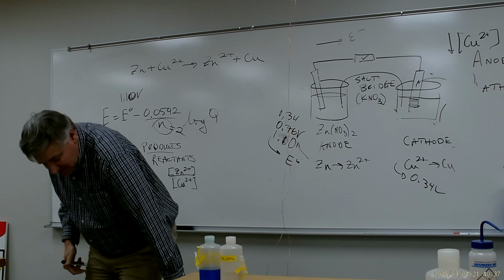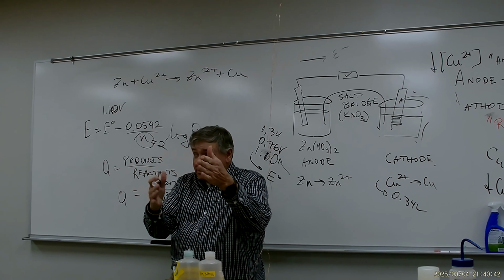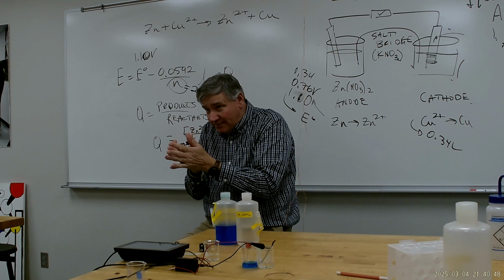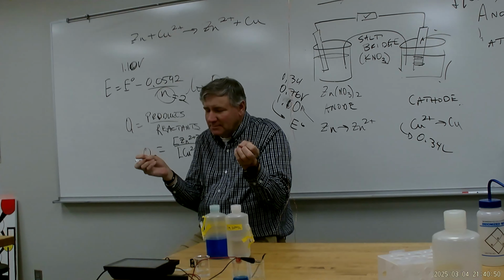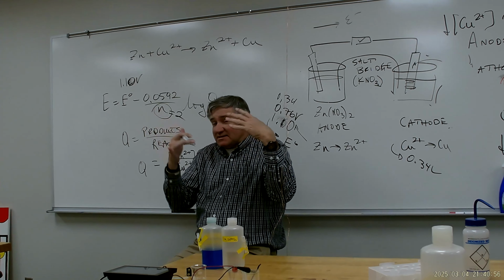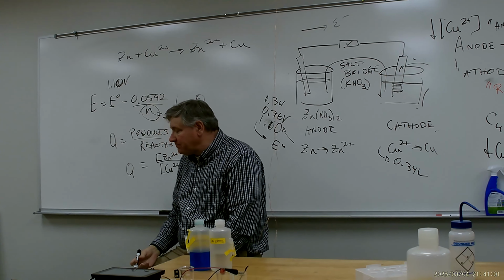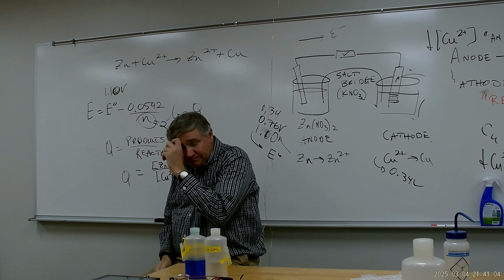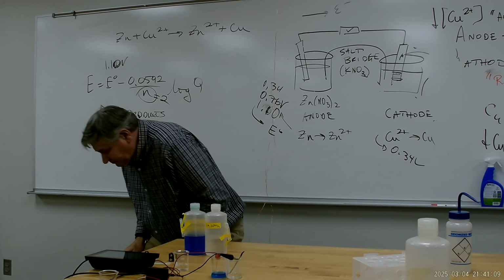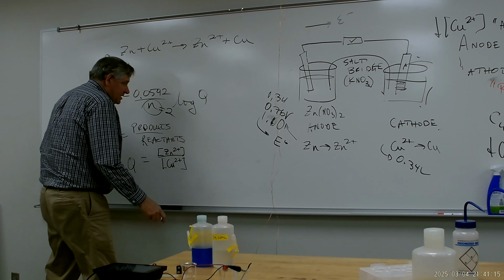Now, this is where we revisit this concept of Q versus K, like Ksp and Qsp. Anytime you see an uppercase K, what do you have? Equilibrium. Lowercase, when you have Q, that's like a snapshot. Q can equal K if the system happens to be in equilibrium. So this value of Q, just like you did with Ksp, is products over reactants. It's the same idea.